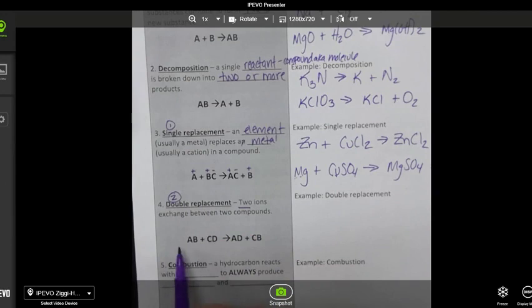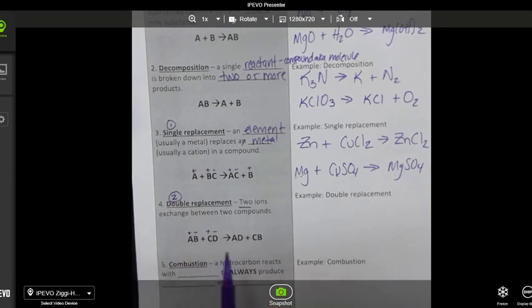And so if we take a look at AB and CD, what we should see is A is our positive, B is a negative. Cation, anion. C is a cation, D is an anion. And what we should expect is that the positives and the negatives are going to switch partners, which does happen. A ends up with D, positive, negative, and C ends up with B, positive, negative.